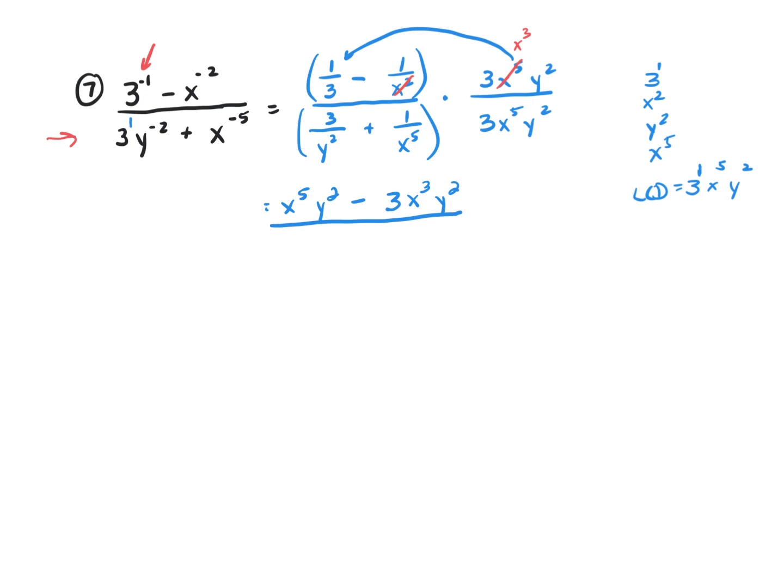And in the denominator, you're going to multiply the first term, and the y squareds cancel, and you're left with 3 times 3 is 9x fifth, plus, and then x to the fifth cancels, and you're left with 1 times 3y squared, which is 3y squared, if I can get my pencil to work right. I'm going to check my answer, and that is correct.